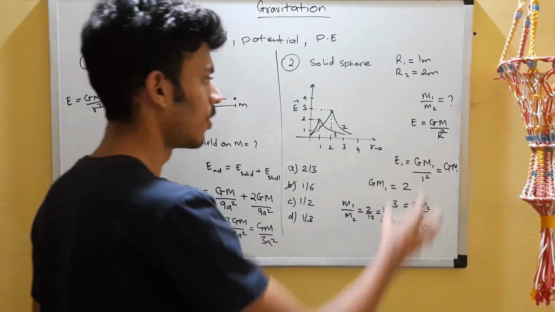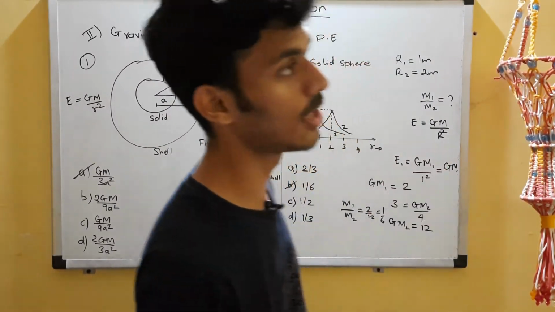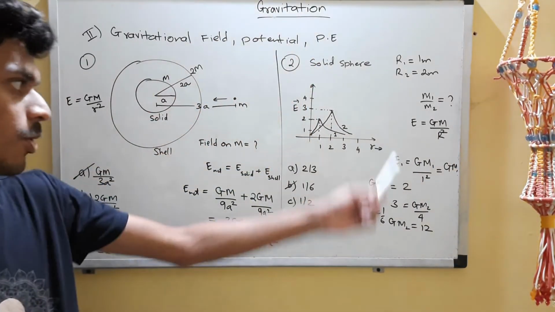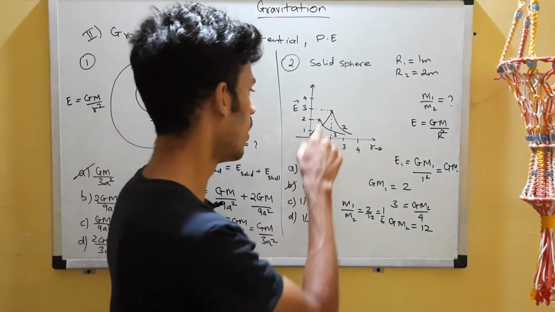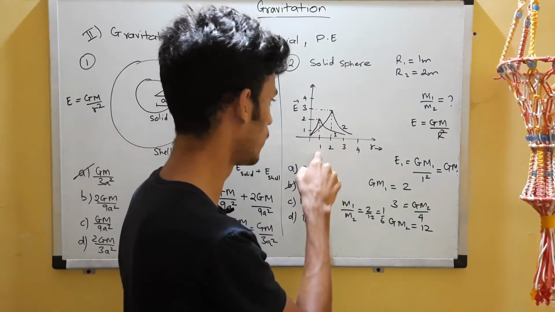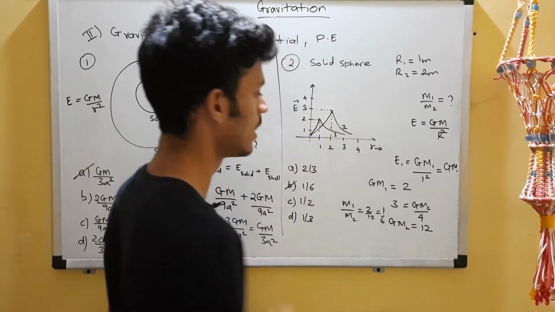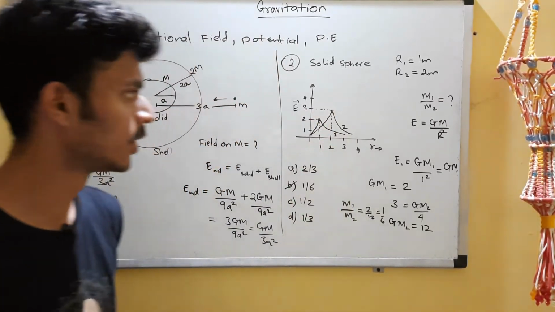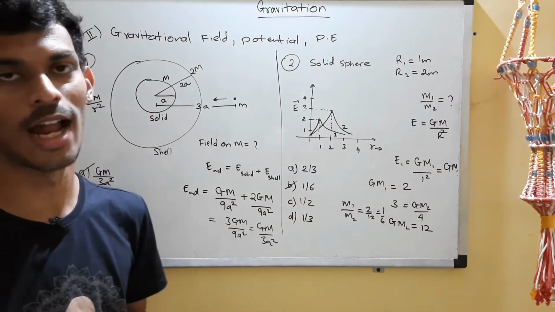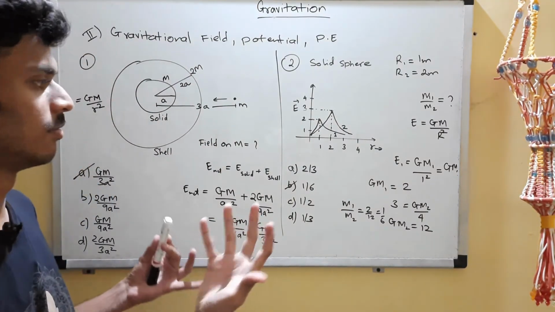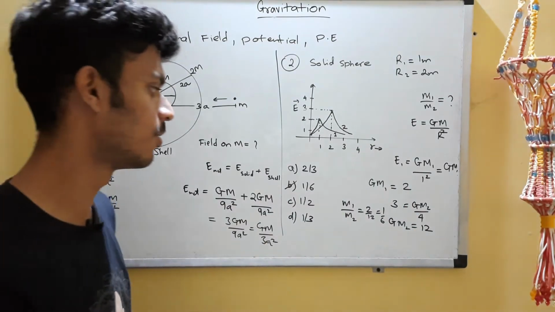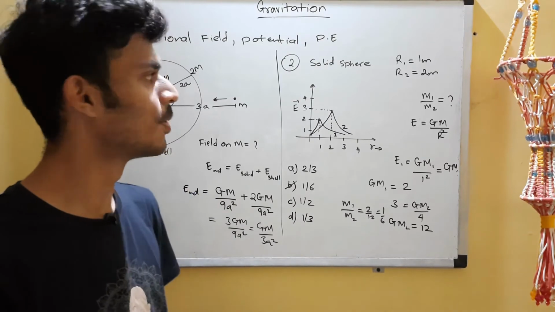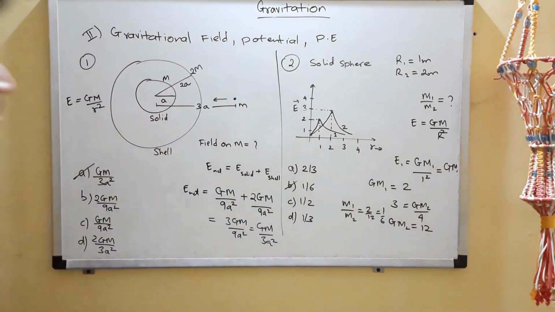So you just have to use the formula GM by r square. Because it's on the surface, r is the radius, okay? So for both spheres, you directly have the value at the surface. For sphere 1 it is 2, for sphere 2 it is 3, okay? So E1 is 2 and E2 is 3. You just have to look at the graph, watch it properly and solve these equations using that, and that gives you your answer. Okay, so let's move to the next question now.